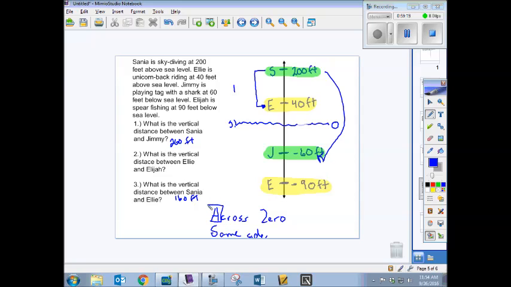Add. You add the absolute values, right? When you stay on the same side, meaning from Jimmy to Elijah, same starts with what? So we subtract. Does that help you with a little reminder? So when we're going across zero, we add the absolute values. When we are staying on the same side of zero, we are subtracting the absolute values. Everybody got that? Okay.